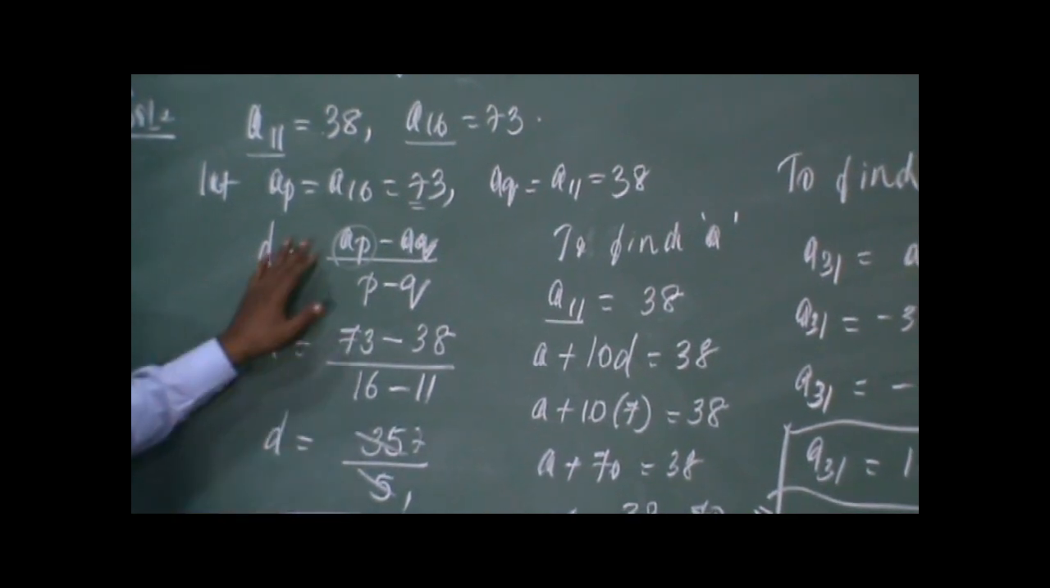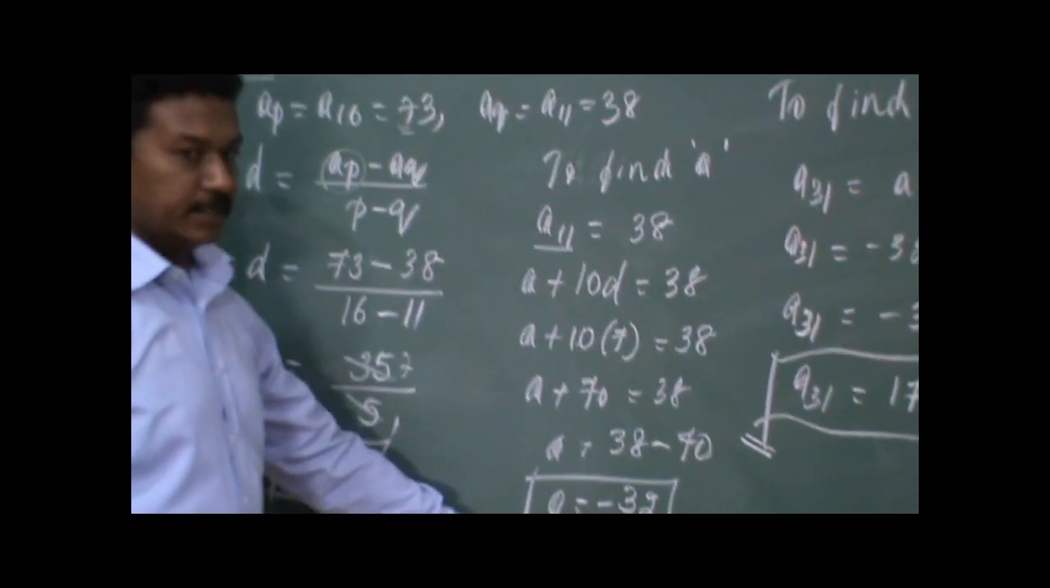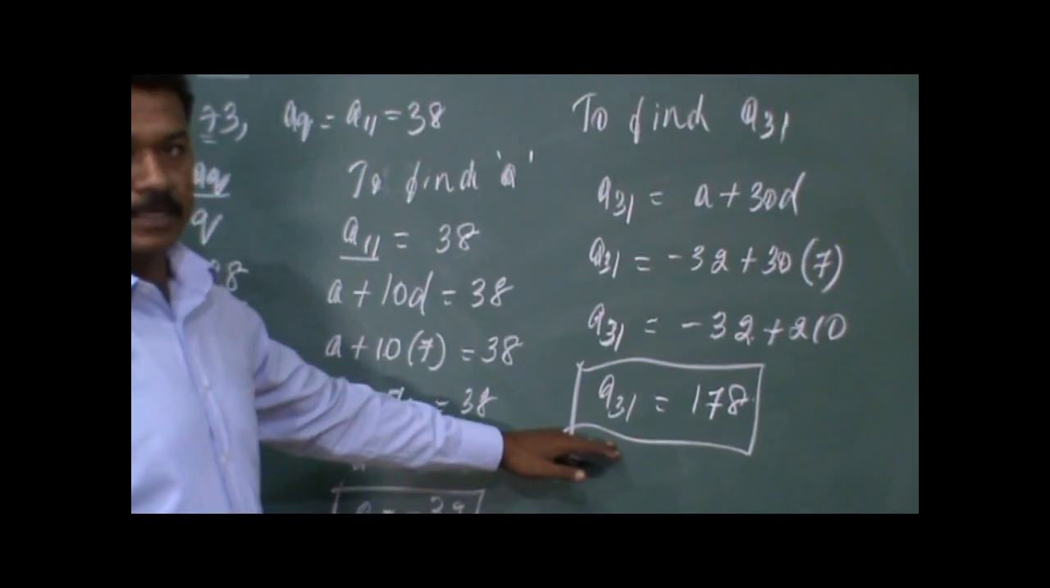So you have to first find out D, then you have to find out A, then you have to reach the given term.